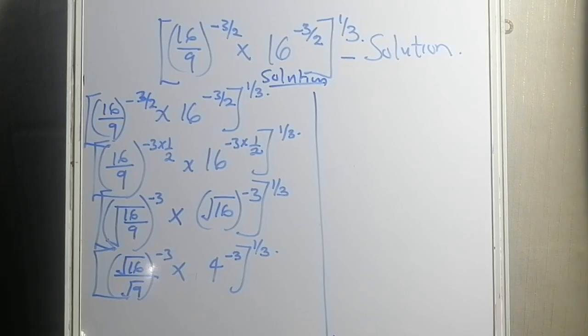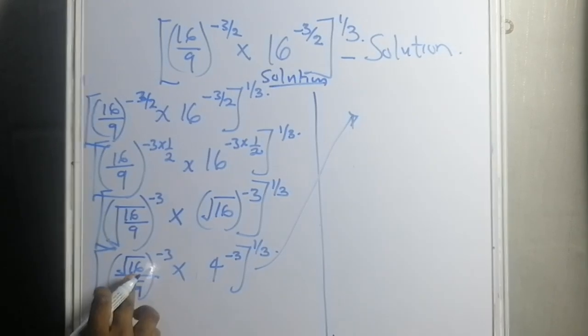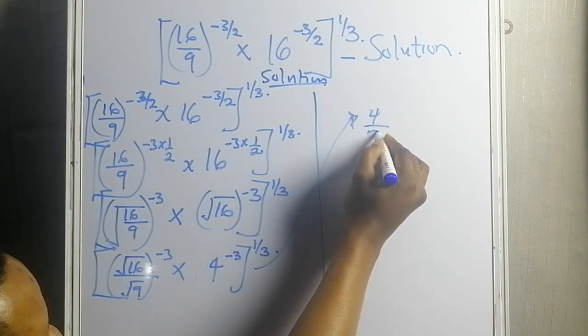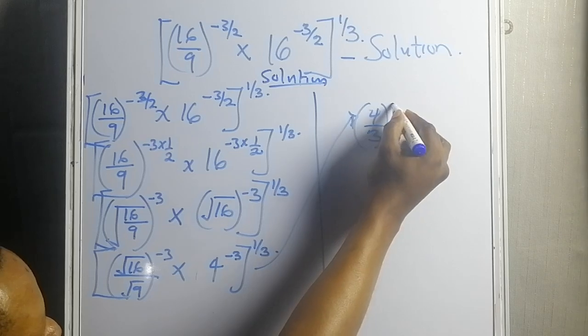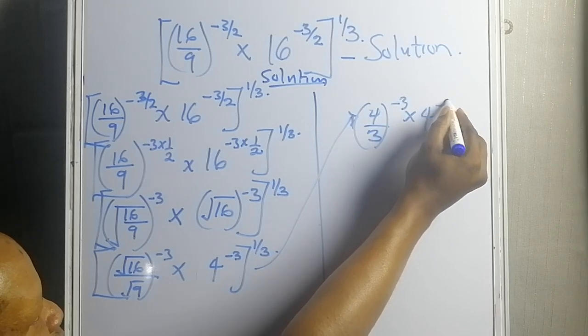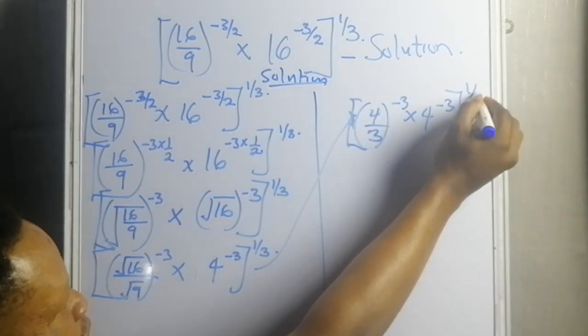So at the end of the day, what's the square root of 16? I can continue this one here. Square root of 16 is 4. Square root of 9 is 3. All raised to power minus 3, times 4 raised to power minus 3. Everything raised to power 1 over 3.